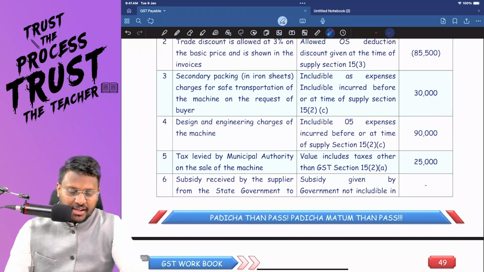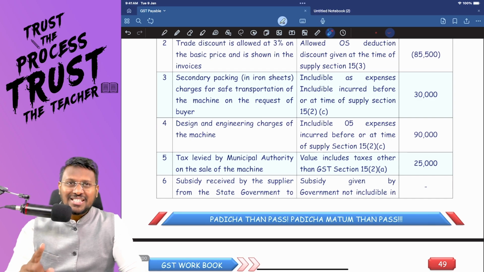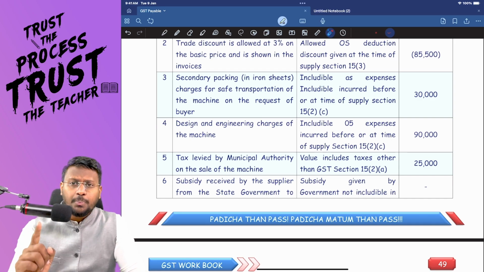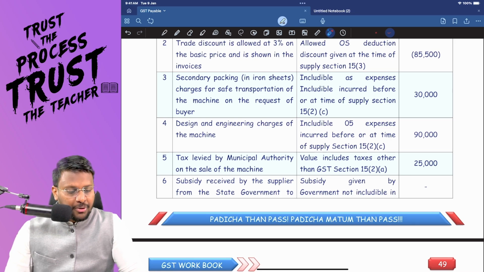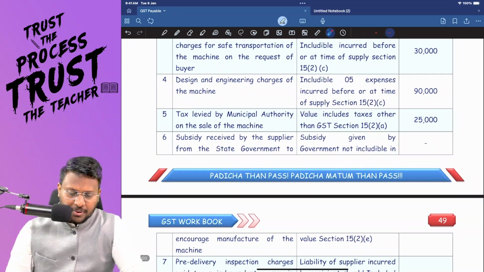Design and engineering charges of the machine. Sir, this is an incidental expense, and should be included in the value of supply. It is includable as expense incurred before or at the time of supply as per Section 15 subsection 2 clause C. So this 90,000 should be included in the value of supply.